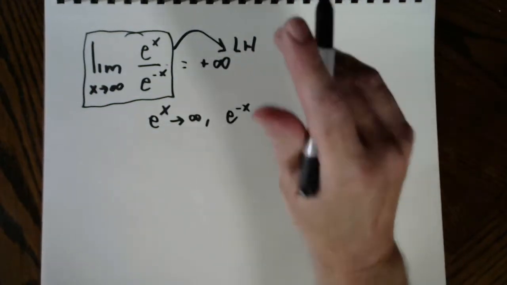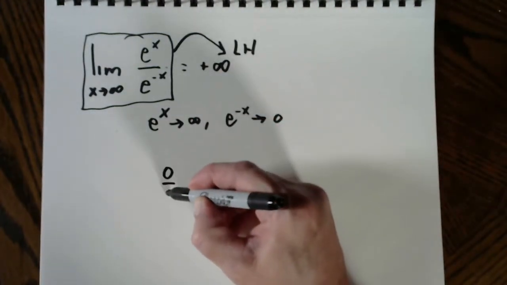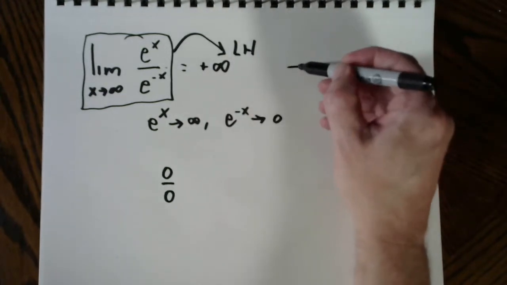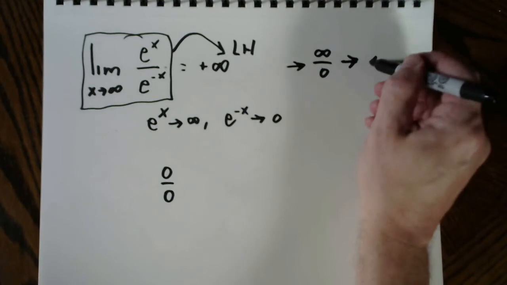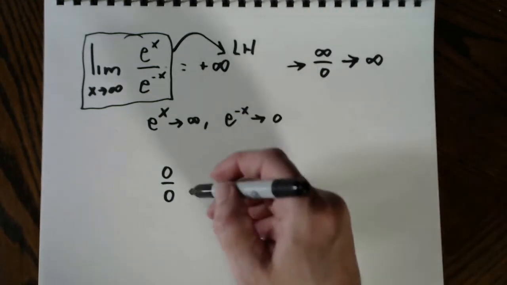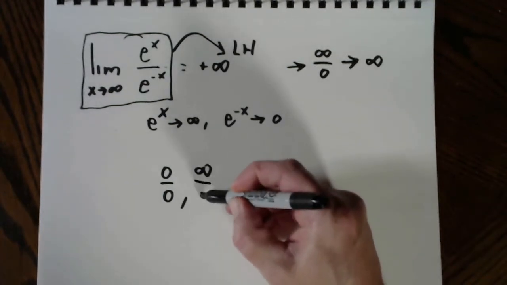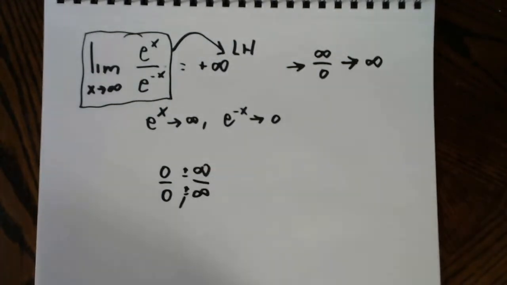So always check, right? We always check these things out first. This is not an indeterminate form. This is tending to infinity over 0. All right. 0 over 0, excuse me, or infinity over infinity, plus or minus. Okay? One other thing I want to point out.